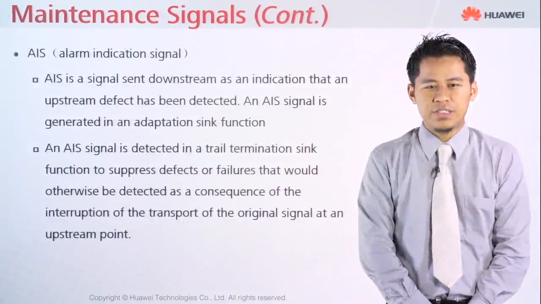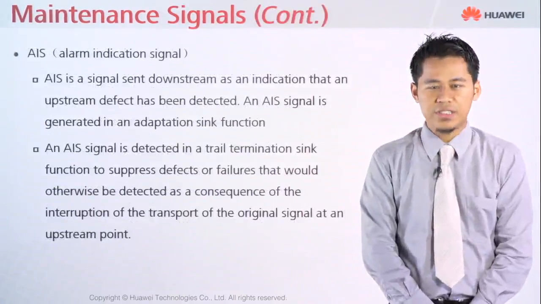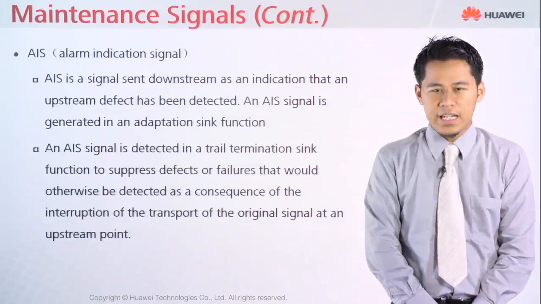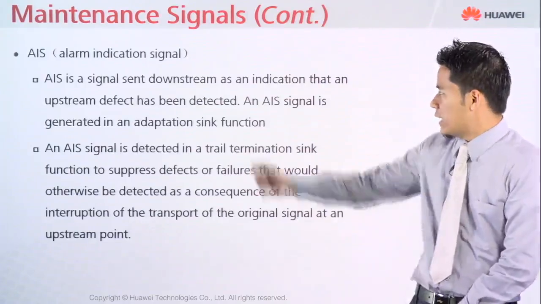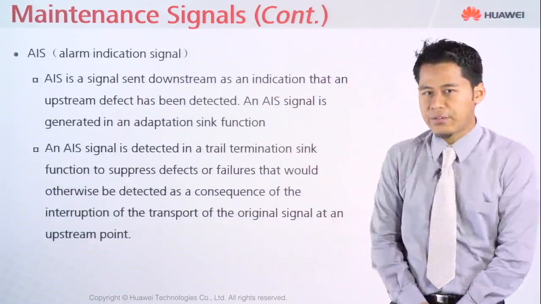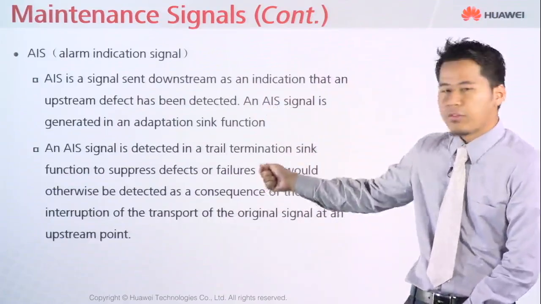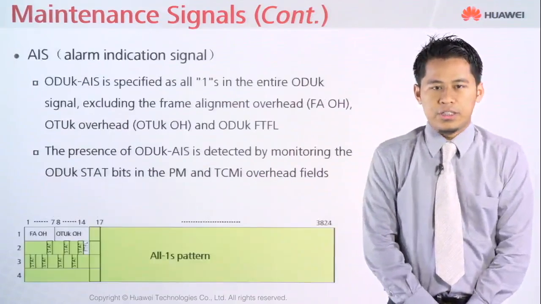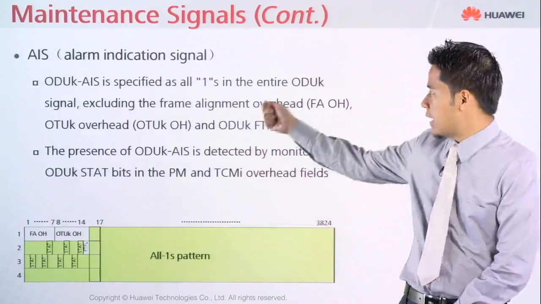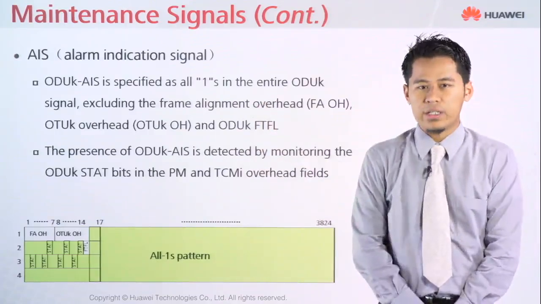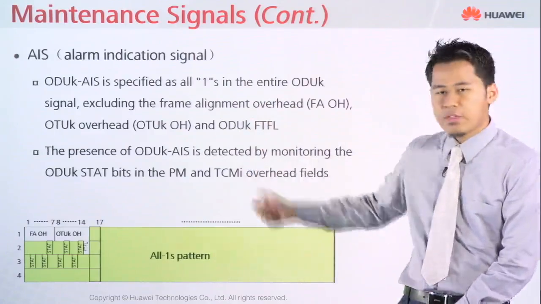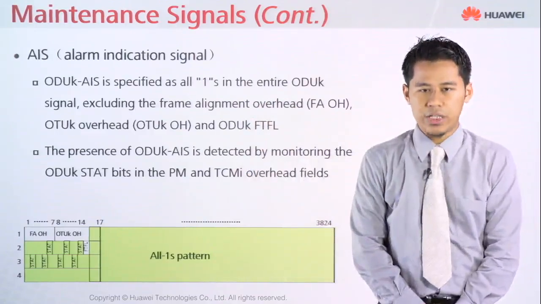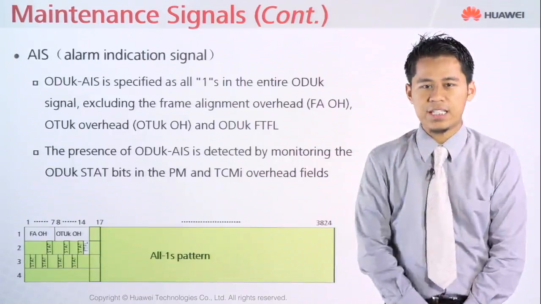Maintenance signal, which is the AIS, alarm indication signal. This alarm is similar to the FDI. It's just that AIS is detected in the digital domain. So here, the function is almost similar to the FDI, and usually the interruption always happens at the upstream signal. The next one will be the AIS, whereby it is specified as all 1s, and it is involved for the path monitoring and tandem connection monitoring, whereby the STAT, S-T-A-T.